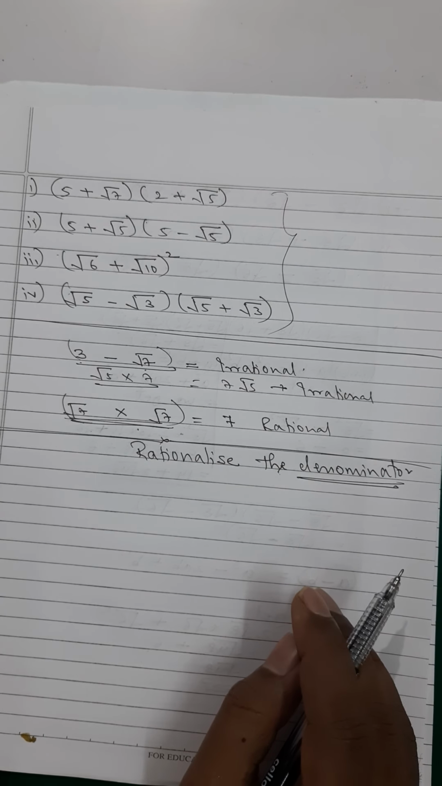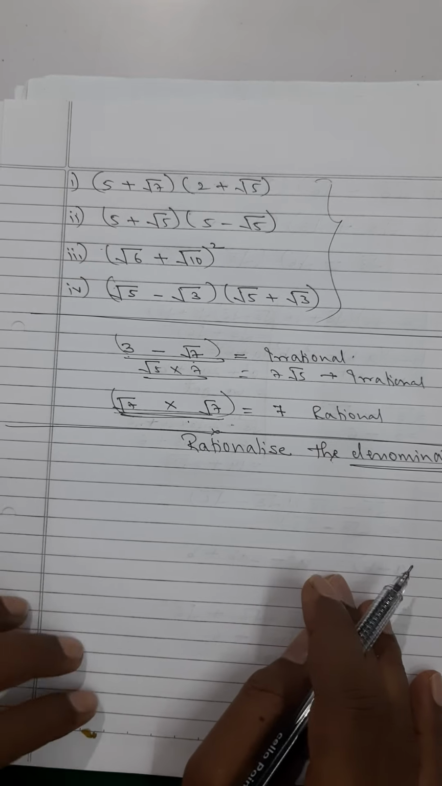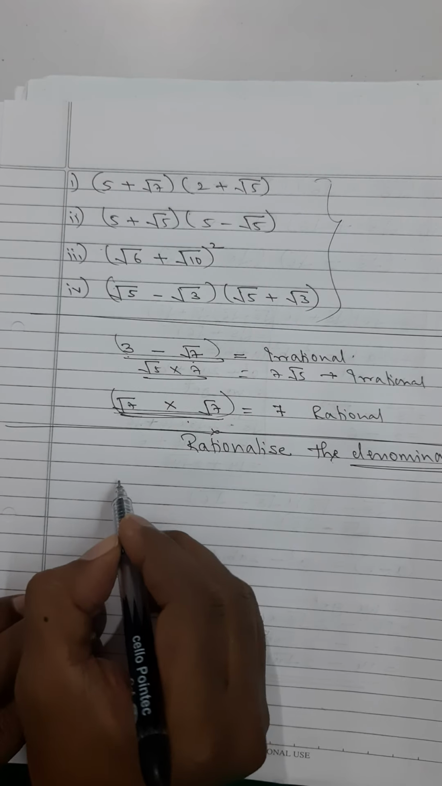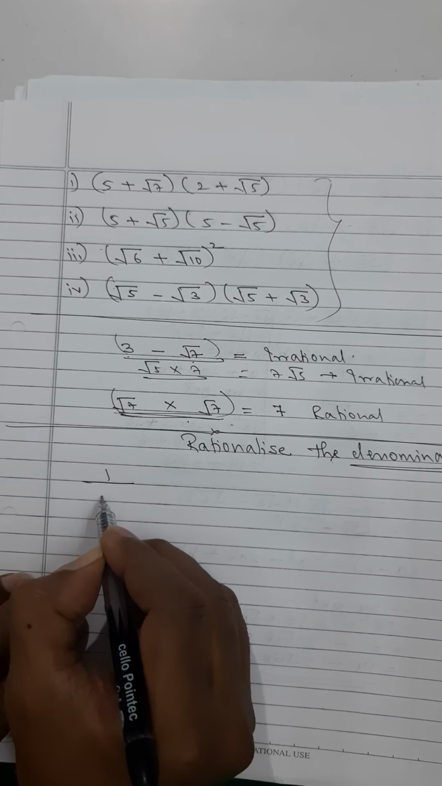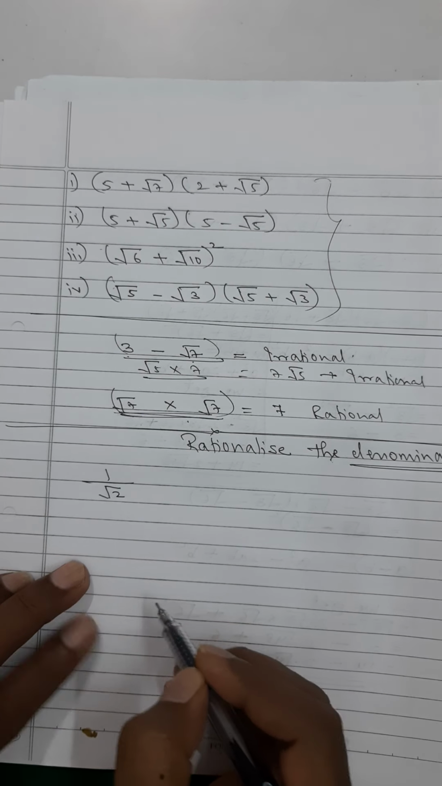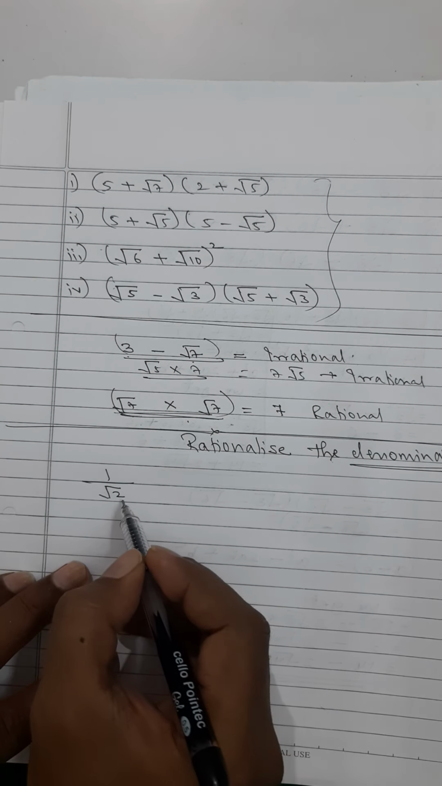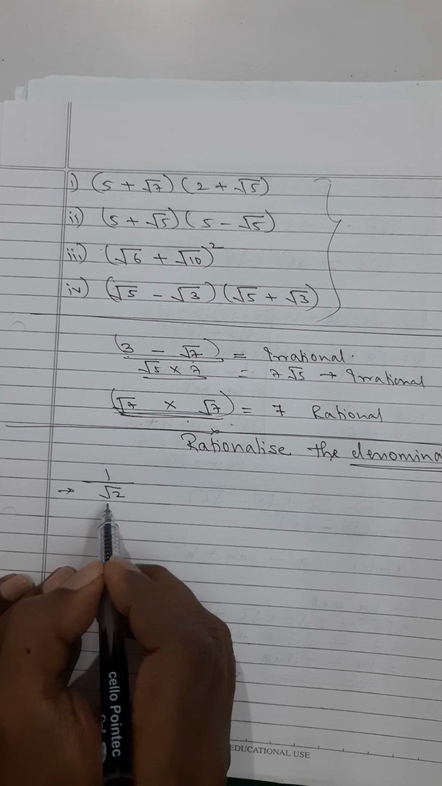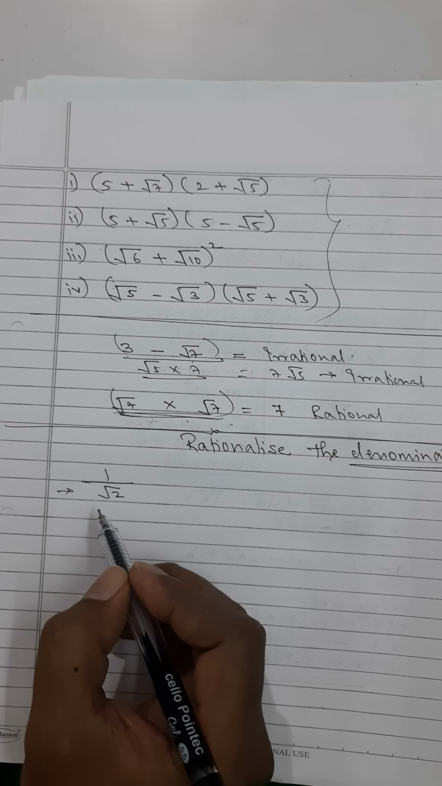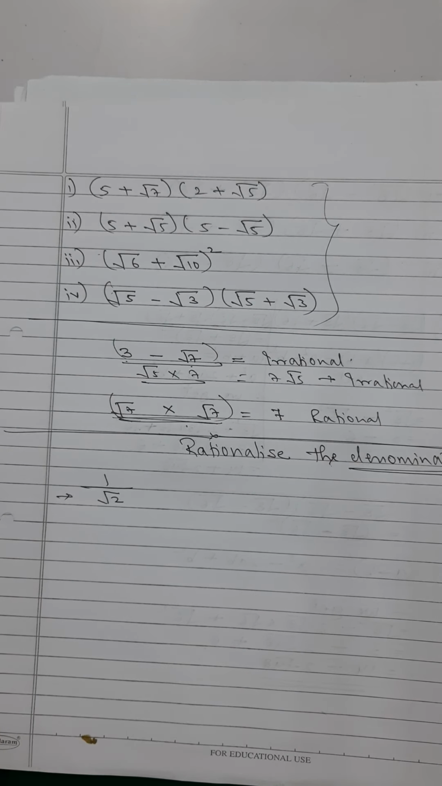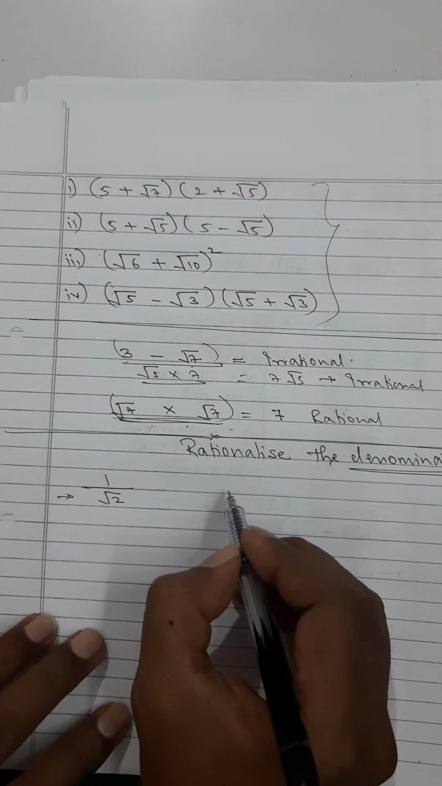What is happening with the numerator is not to be considered. You have to only concentrate on the denominator. Now, what are the types of questions that you will have in this? You may have 1 upon root 2. This can be one question. You can see the denominator is an irrational number. Because the denominator is an irrational number, you will have to rationalize this denominator.